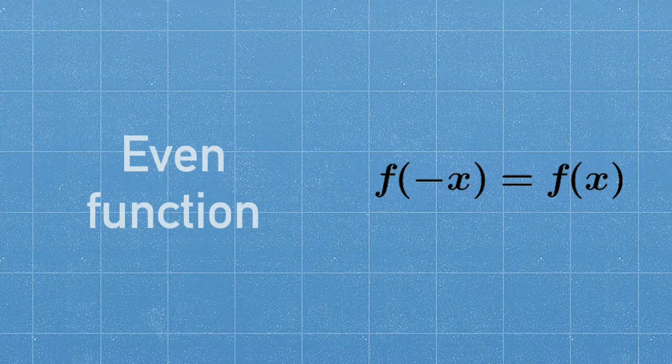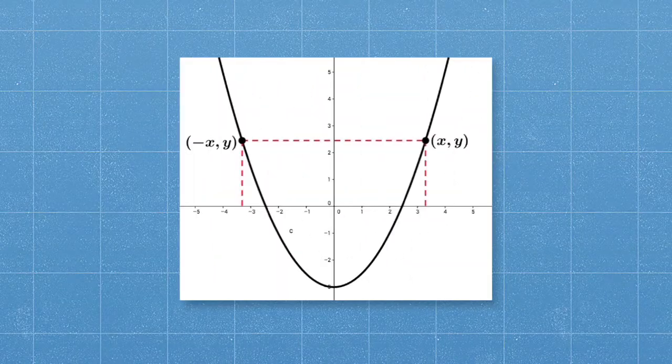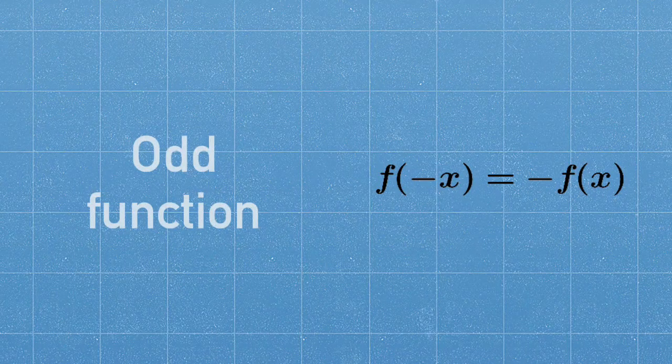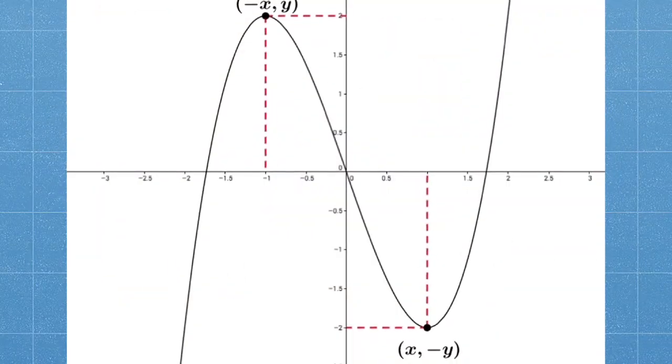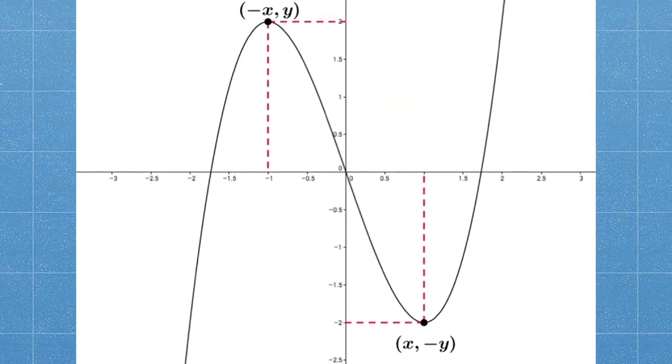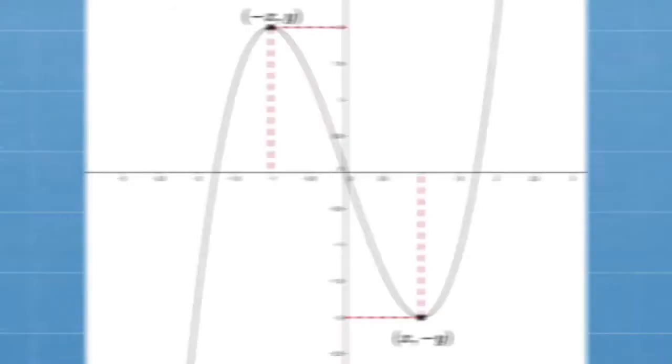The definition of an even function is that when replacing all x's with the negative x value, you get the same function back again. An even function has symmetry with respect to the y-axis. However, an odd function is when replacing all x's with negative x, the result is the opposite of the original function. An odd function has symmetry with respect to the origin.